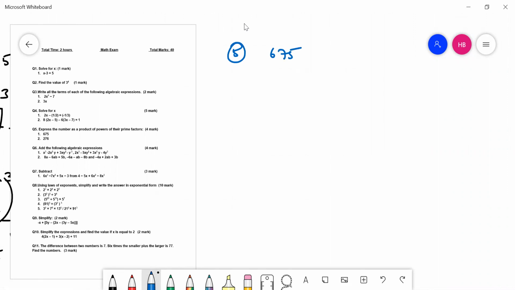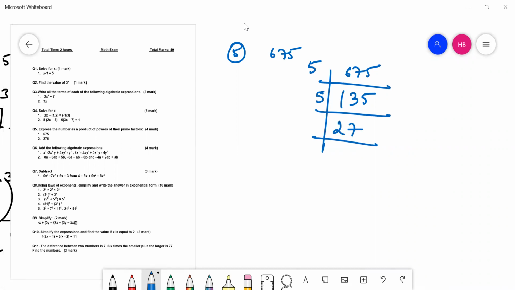So to do that, your first step is to do the prime factorization of 675. 5 ones are 5, 5 threes are 15, 5 fives are 25. Again, it's divisible by 5 because the last digit is 5, 5 twos are 10, 5 sevens are 35. Now it is not divisible by 5, it's not divisible by 2 because the last digit is not an even number. So I'll check with 3, 7 plus 2 will give me 9. So yes, it is divisible by 3.